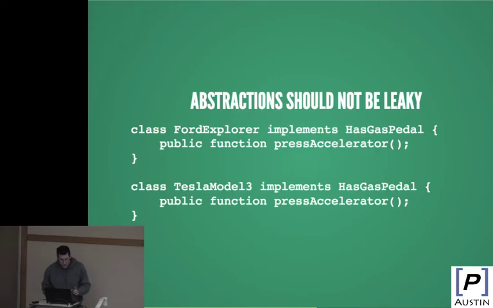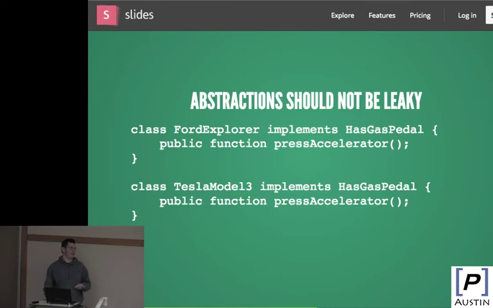So the one key thing here is you don't want to have implementations leaking through to the abstractions. Let's say that we have an older model Ford Explorer that requires you to turn a key to start the vehicle, whereas with the Tesla Model 3, you get in the car with your phone synced to Bluetooth and it's on.